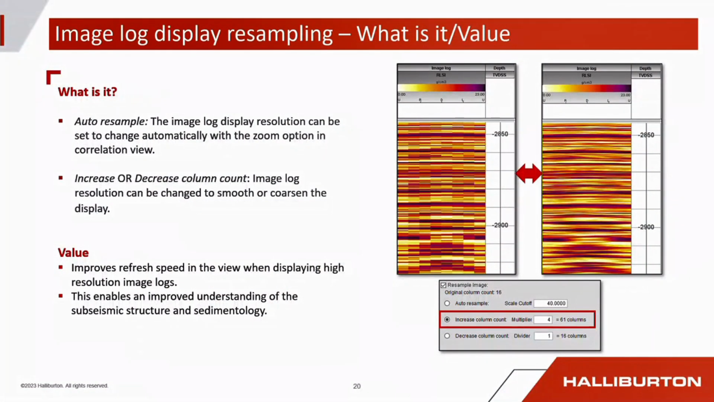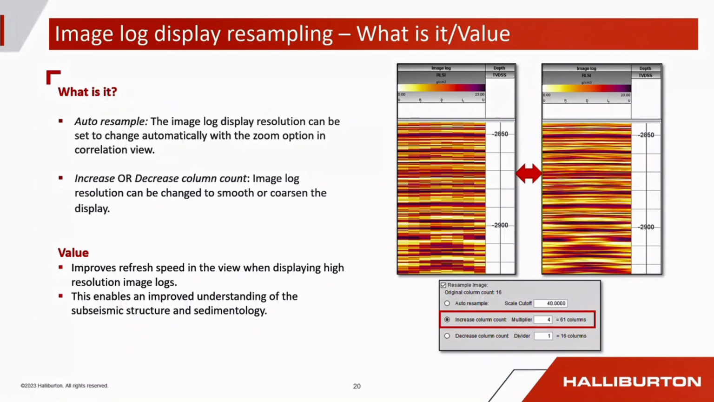So to further improve the image log data display, the image log display properties have new resampling options. These options change the resolution by increasing or decreasing the number of columns of data that make up the image log display in a track. See the picture on the right showing the effect of adding or reducing columns to the image log display.